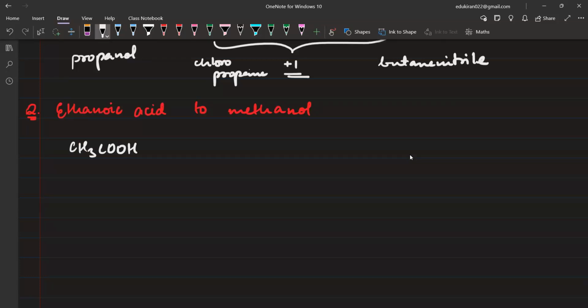We have CH3COOH. First of all, I will make this amide. How will I make this amide? Using NH3.